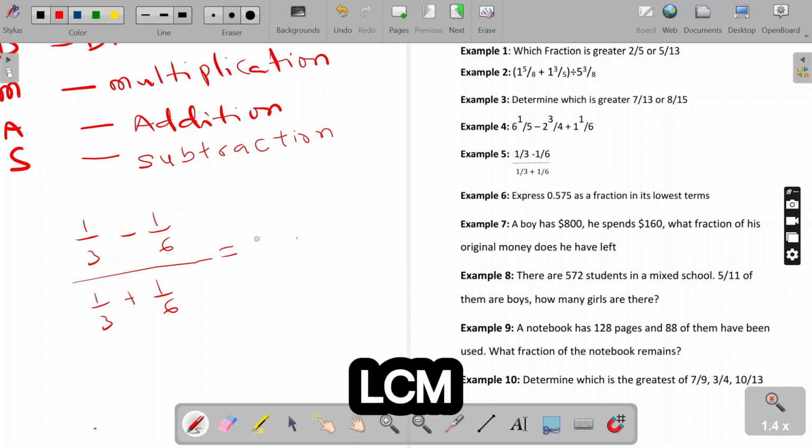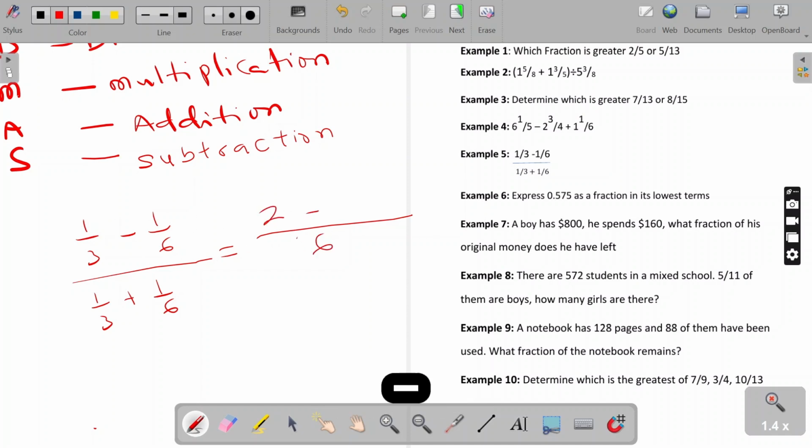The LCM of the numerator is 6. That is the lowest common multiple is 6. 3 can go in 6, 6 can go in 6. 3 goes in 6, that's 2. 2 times 1 is 2. Minus 6 goes in 6, 1. 1 times 1 is 1. So the answer to the numerator is 1 over 6.